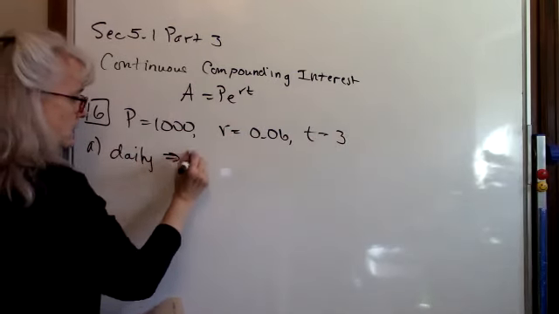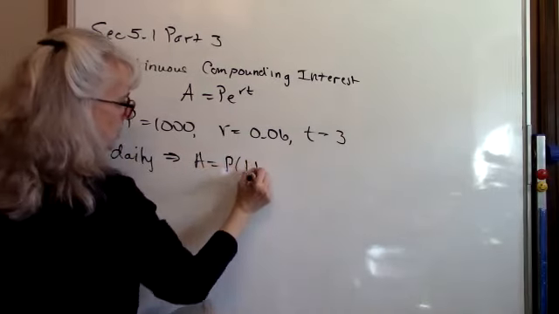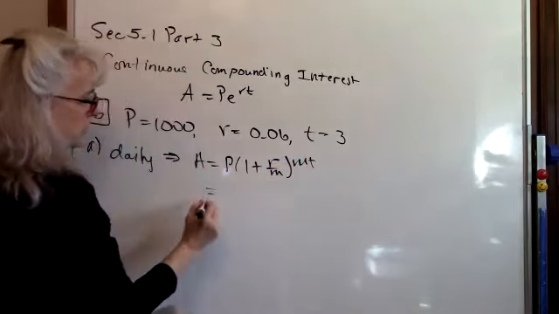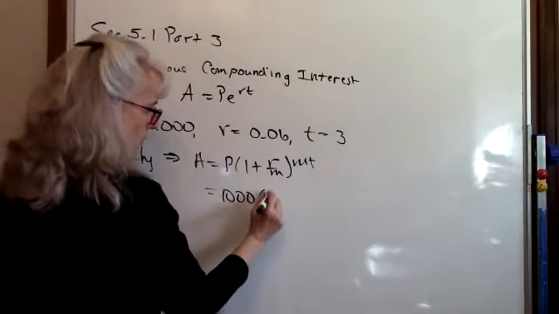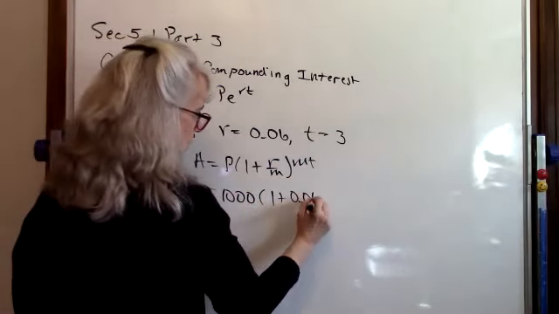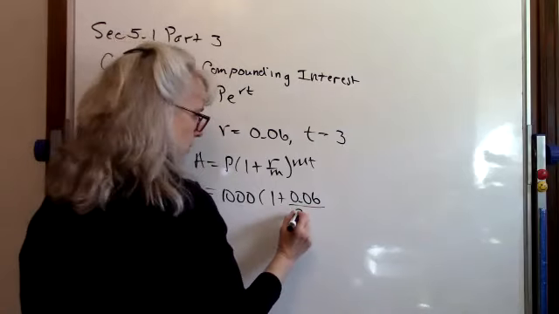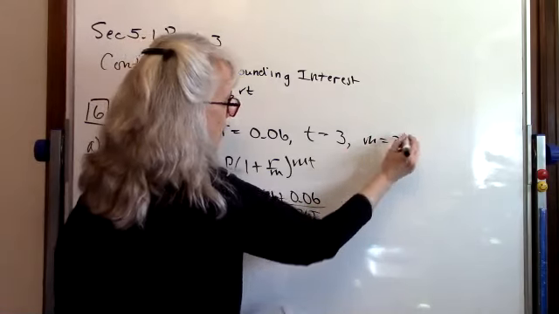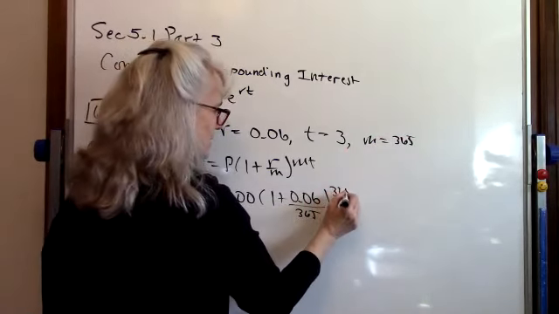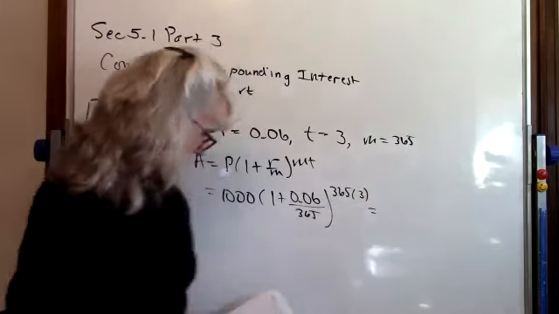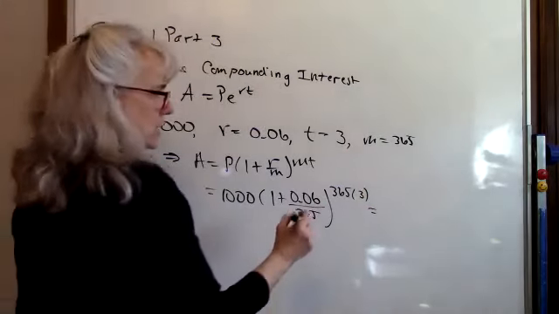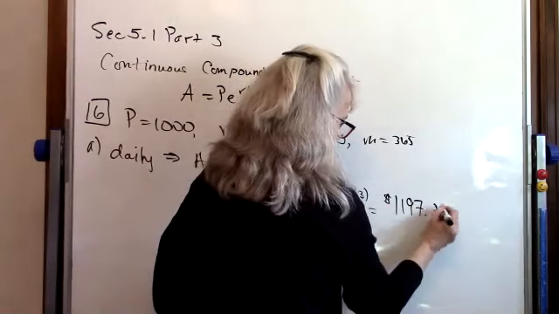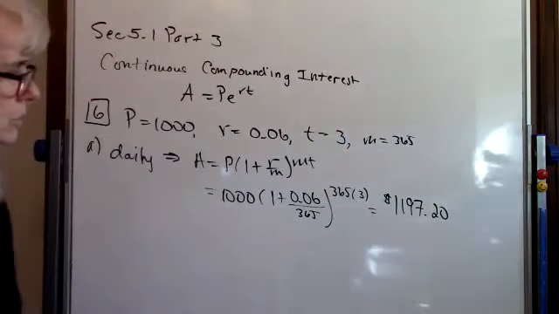Compounded daily goes back to the A equals P times 1 plus r over m, the mt formula. So that would be the $1,000, 0.06 divided by daily would be 365. I didn't write that down. m is 365, raised to the 365 times the 3 years. And if we do that, we end up with $1,197 and 20 cents. So after 3 years, my $1,000 has grown to $1,197.